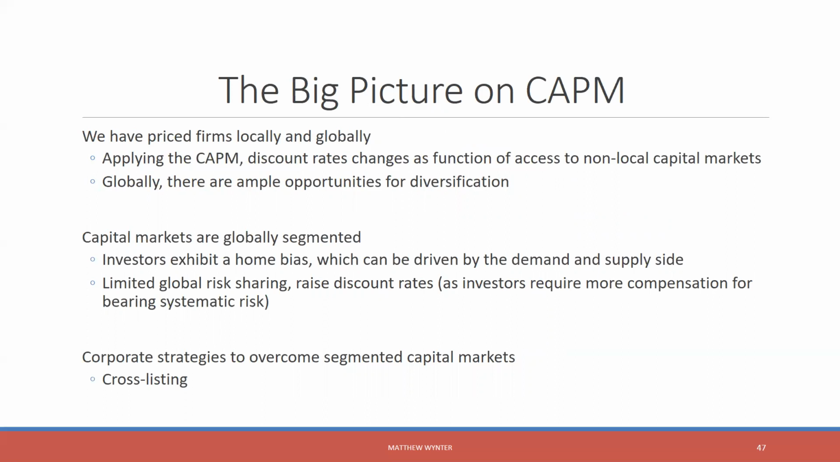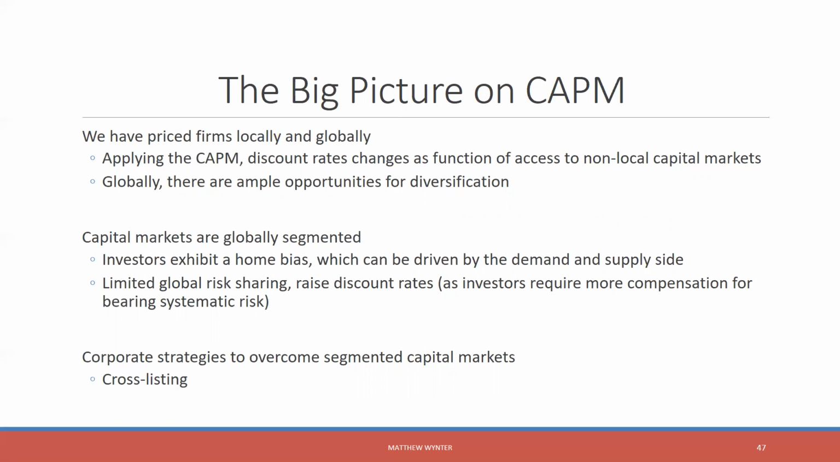The big picture. We've priced firms locally and globally. Applying the CAPM, discount rates change as a function of access to non-local capital markets. In other words, we can lower the discount rate by accessing global capital markets. Globally, there are ample opportunities for diversification. Capital markets are less globally integrated than we expect that they are.